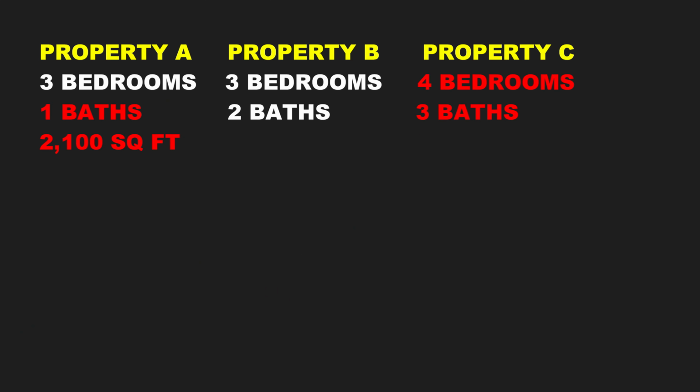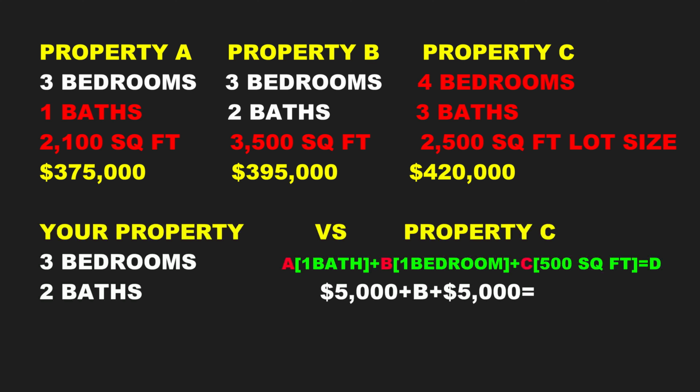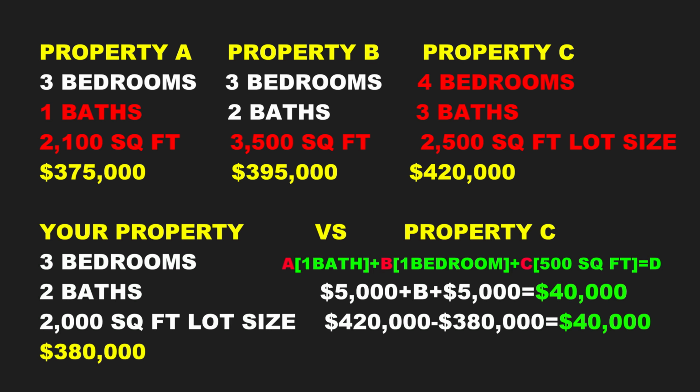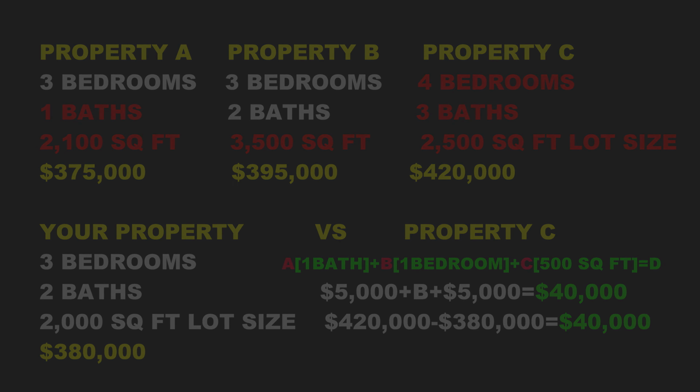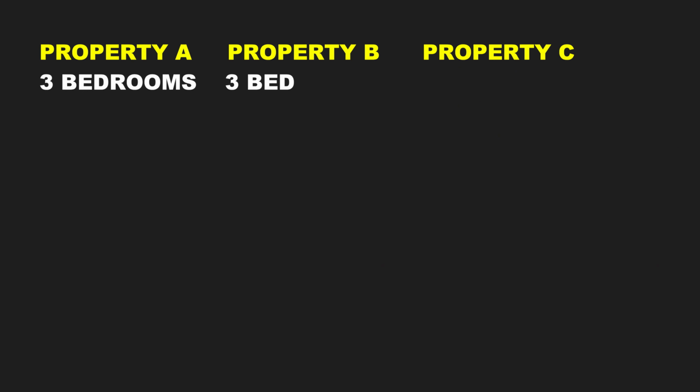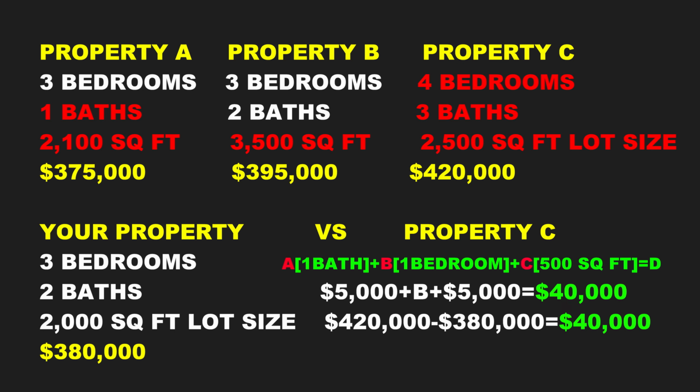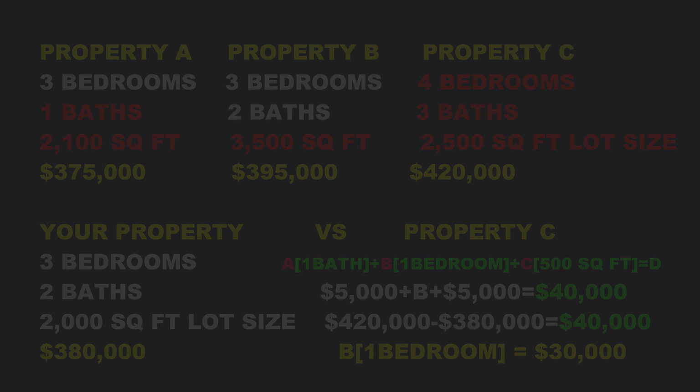So now you got the price for A, you got the price for C. Now what is B going to be, right? How do you know? You look at the total price of property C. Property C is $420,000. Your house is $380,000. So if we got $10,000 for the bath and the 500 square feet, you got to just know that that remaining $30,000 of difference is going to be the cost of that bedroom, right? So the bedroom is going to be worth $30,000. So one more bedroom is going to be worth $30,000.